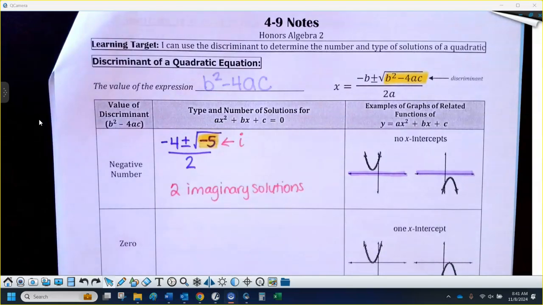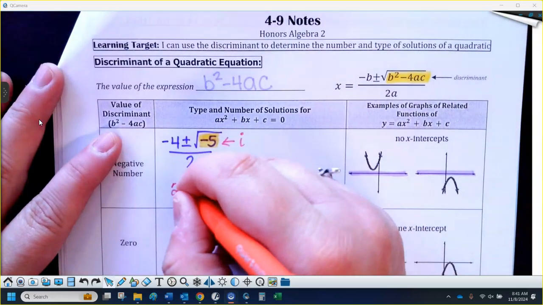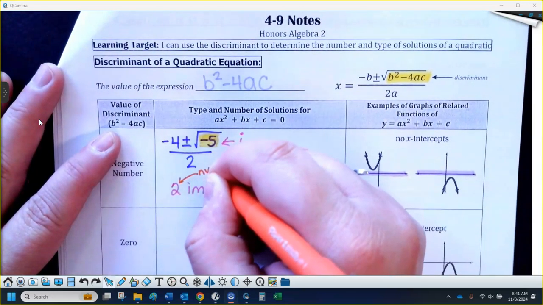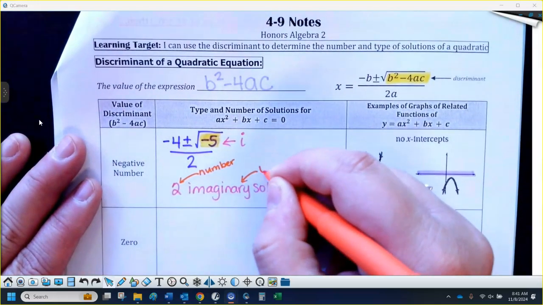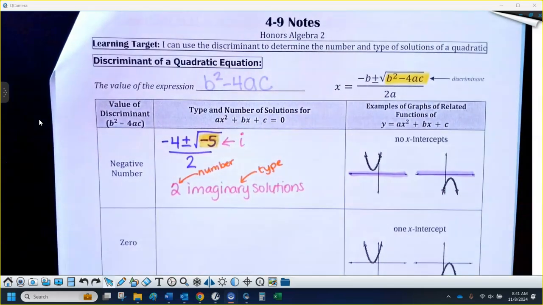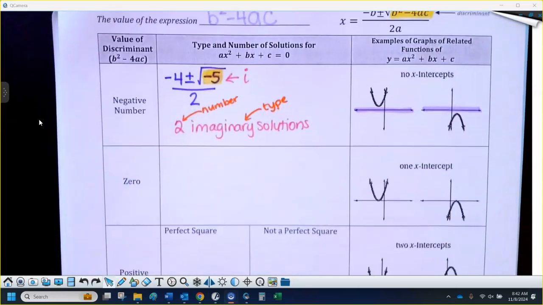Now the questions today are going to ask you for the number and type of solution. So in this situation, the number of solutions would be 2, and the type would be the fact that they would be imaginary. So the number is how many solutions, the type is what type, like is it real, is it imaginary? Now I'm going to make up another scenario for you.